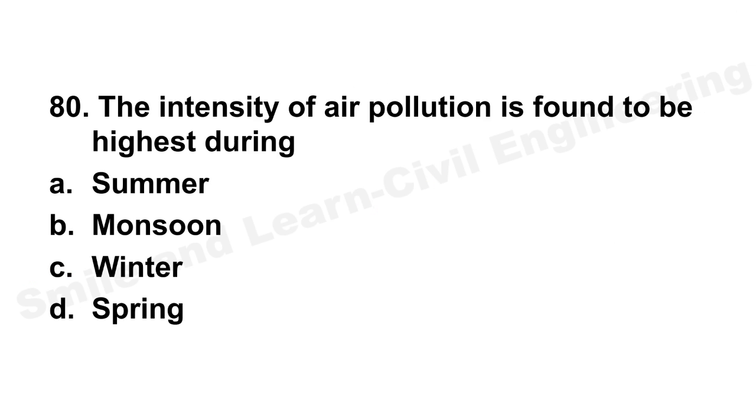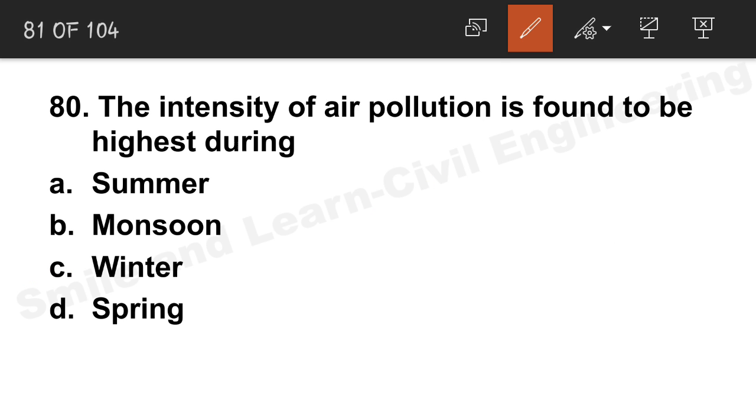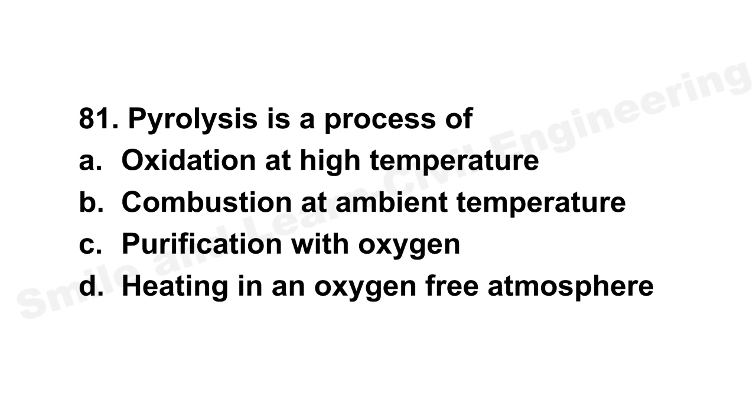Alright. Question number 80. Intensity of air pollution is found to be highest during which season? We all know that during summer, monsoon and spring, wind velocity is high. In summer we don't find much wind, but we have a high amount of sun rays, so it will not cause the air pollution intensity to increase. But in the winter season, carriers are more. Therefore, air pollution will be more in the winter season. Option C. Question number 81. Pyrolysis.